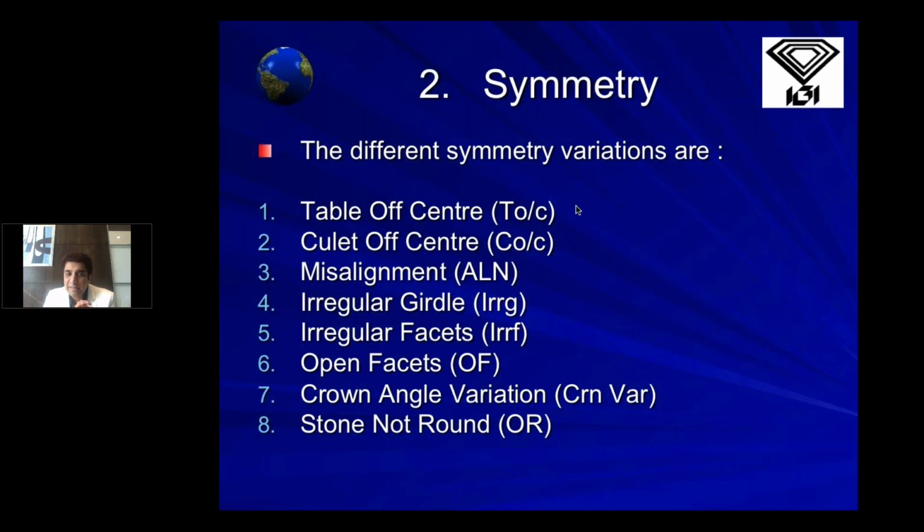Facets irregular. Facets should be perfect, all similar in size, cannot be big and small. You cannot have an open facet, that means not ending at a point. They should be perfectly ending at points and sharp. Crown angle variations, stone not being round, are all defects which are not allowed in stones which you are cutting for hearts and arrows.